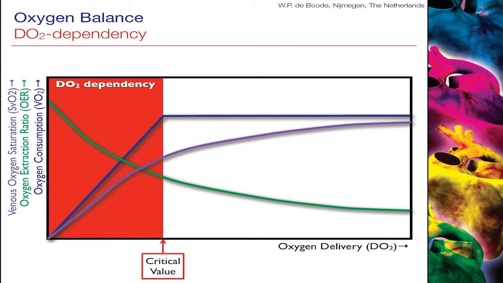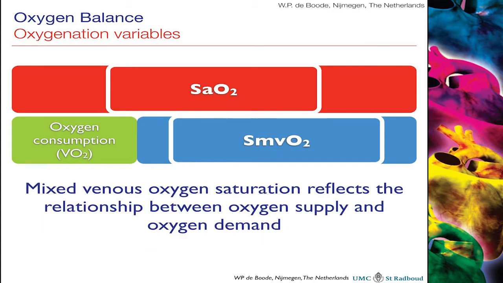On the x-axis, the oxygen delivery, and here is the oxygen consumption. And when oxygen delivery is decreased, there is a critical value at which below that amount of oxygen delivery, it will result in a dependency on oxygen delivery. And if you look at oxygen extraction, it will increase, and the venous oxygen saturation will decrease. It's quite an interesting parameter, the venous oxygen saturation.